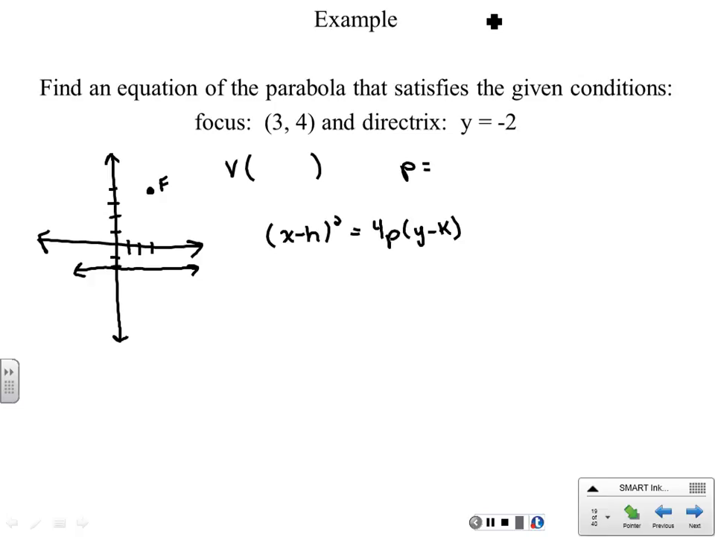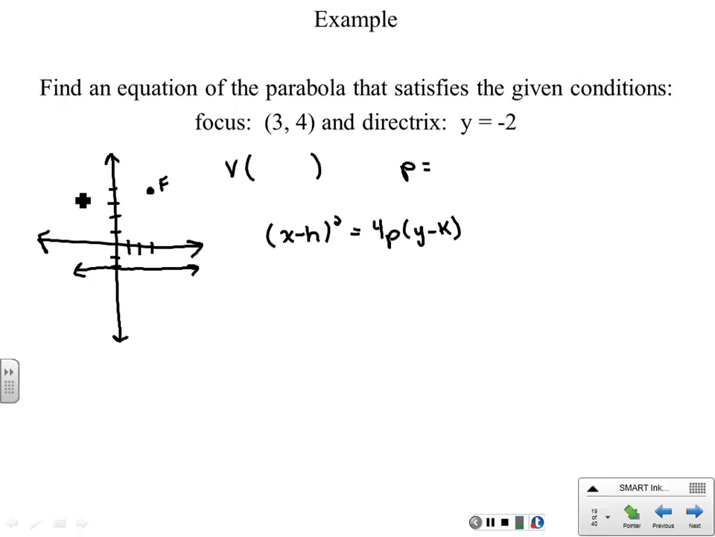Okay, vertex. That's a smart choice. Where can I find the vertex? Halfway between. Split the difference. So how many units is it from my directrix to my focus? Well, I don't know. Let's see. 1, 2. I feel like the owl licking the lollipop. 1, 2, 3, 4, 5, 6. 6 to get to the middle. Just kidding. 6. But is that p?